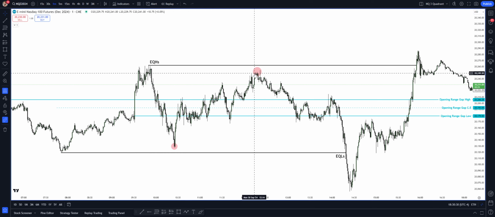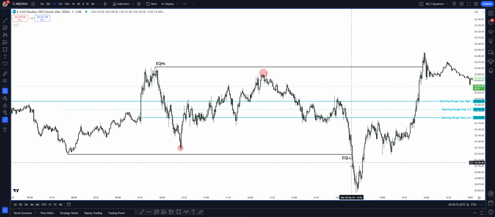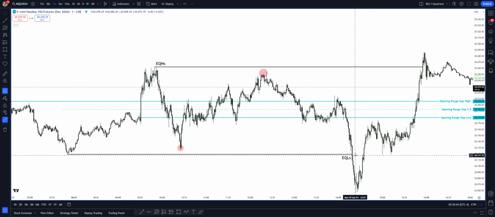relatively equal highs, and what you need to do is wait for one side to get taken out, then fade that move and target the opposite side. But in the meantime, you wait for that first raid.